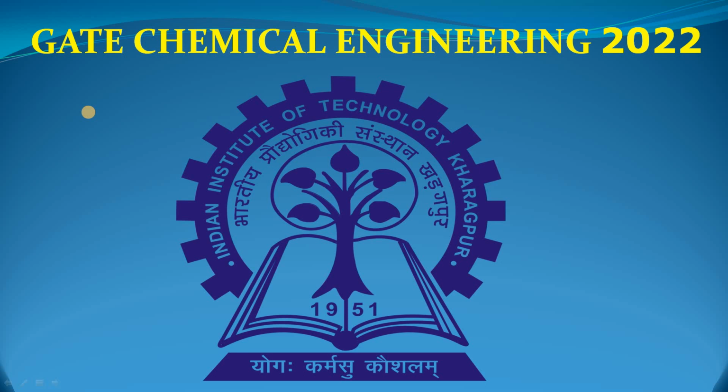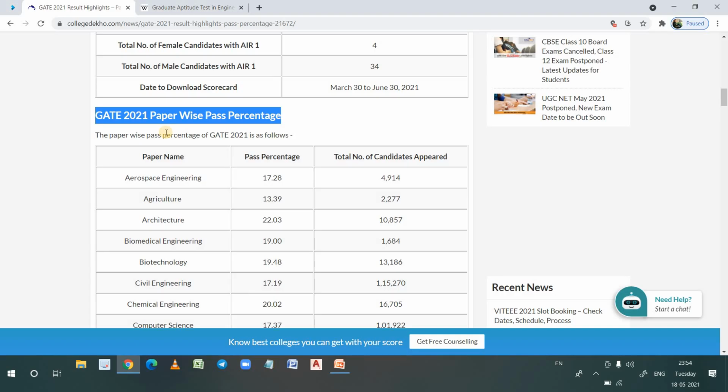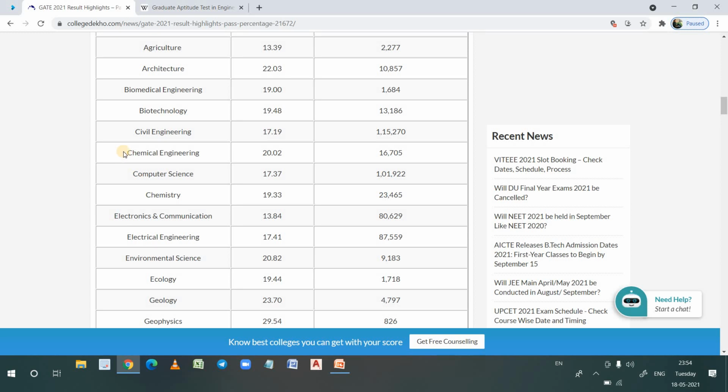So before proceeding to the GATE chemical engineering preparation strategy, I would like to show you some statistics of GATE chemical engineering, or GATE history, right? I think after seeing those statistics, you will think about GATE and take GATE a little bit seriously. Okay, so here is the first thing, GATE 2021 paper-wise pass percentage, where if I talk about chemical engineering, you will see the chemical engineering students here, right?